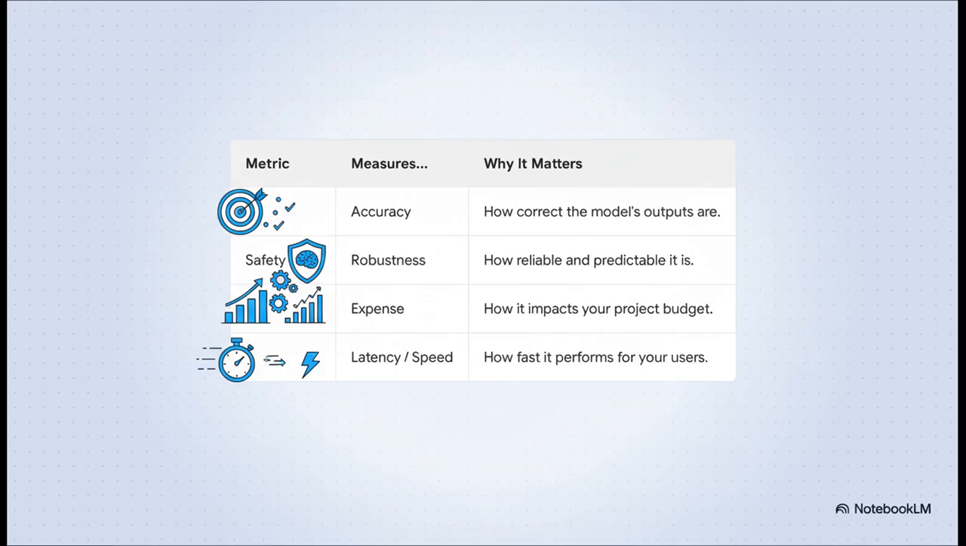Second, safety. This is all about robustness. Is the model reliable? Is it predictable? Third, of course, is cost. How much is this going to set you back? And finally, throughput. This is all about speed and latency. How fast is it for your users?